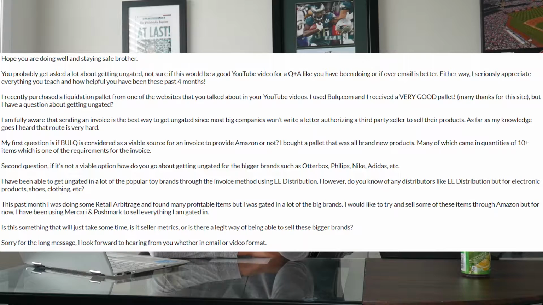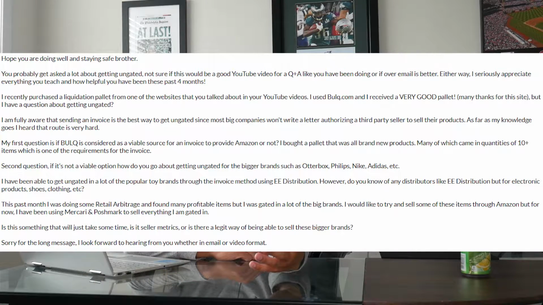So he's fully aware that sending an invoice is the best way to get ungated, since most big companies, if you're dealing with a top brand, are going to have trepidation about giving an authorization letter to a third-party seller or a smaller seller like you and me, right? Even if you're moving a lot of products a month, top companies are going to have a lot of trepidation about getting you ungated, right?